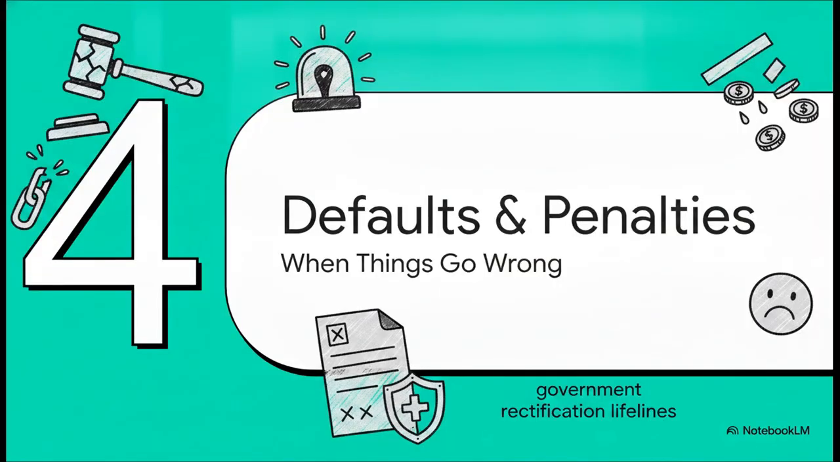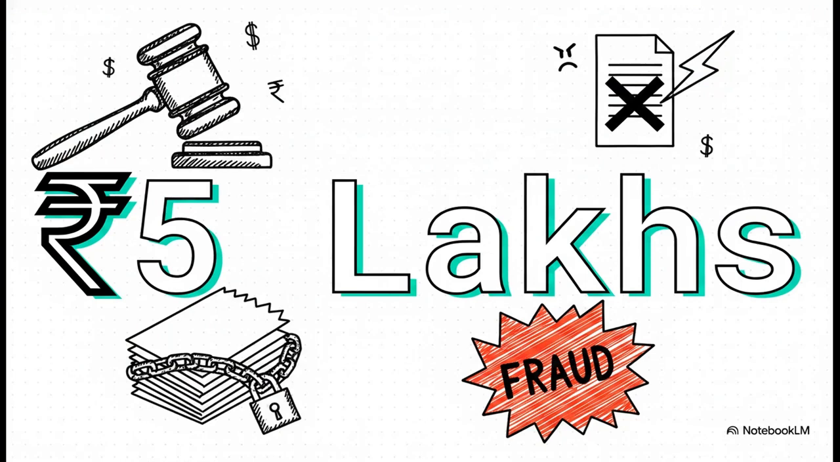Moving on to Section 4, defaults, penalties, and rectification. Section 86 lays down the punishment for contravening anything in this chapter, and it is a straight flat hit. No ranges, just a flat fine. The company gets fined 5 lakh rupees, and every single officer in default gets fined 50,000 rupees.